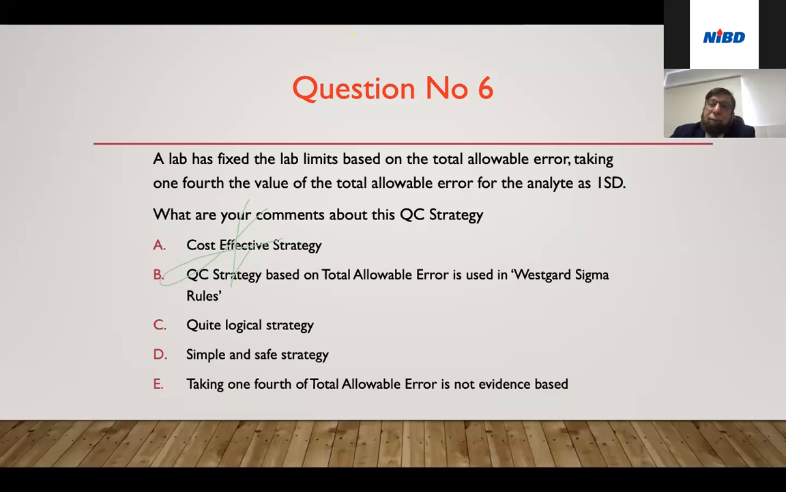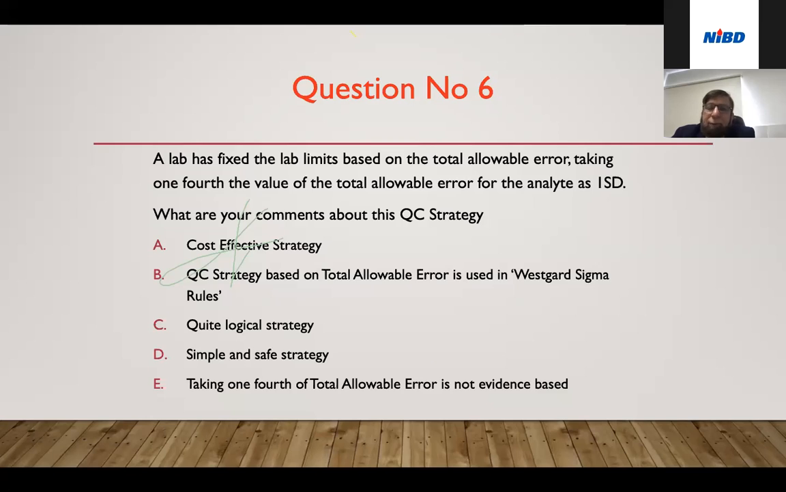For example, for glucose, the total allowable error is 10%, and for most of the other tests, again, it is nearly 10%. But you have to see it. There is a chart for total allowable error, and we will discuss it in method validation. So what they have done is that they have divided the total allowable error by 4, and that is the control limit for 1 SD. So for 2 SD, they will multiply it by 2.